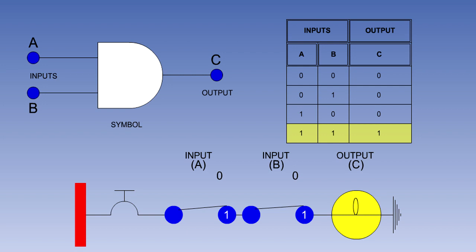Because all inputs to this gate need to be binary 1 to produce an output of binary 1, this gate is sometimes referred to as the all or nothing gate.